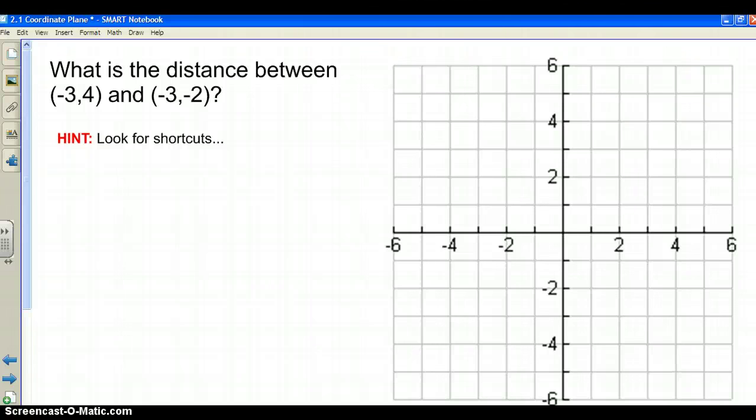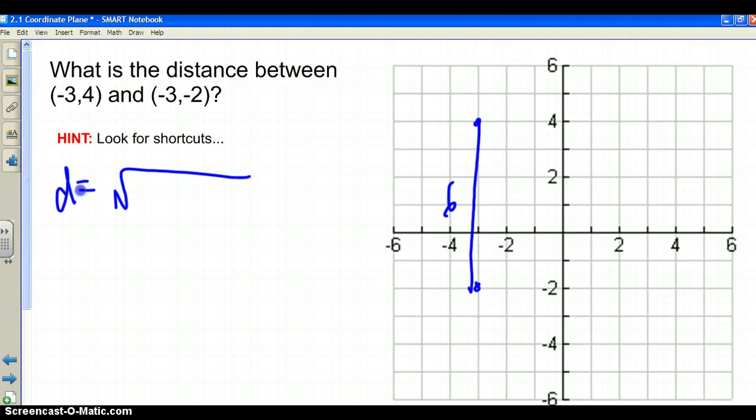What is the distance between these points? Well, if you think about it, negative 3, 4, negative 3, negative 2, you could use the distance formula, but it's just a distance of 6. 1, 2, 3, 4, 5, 6. If you do the distance formula, you'd have negative 3 minus negative 3, which is 0 squared, plus 6 squared, which is the square root of 36, which is 6. And so you get the same answer algebraically as well.